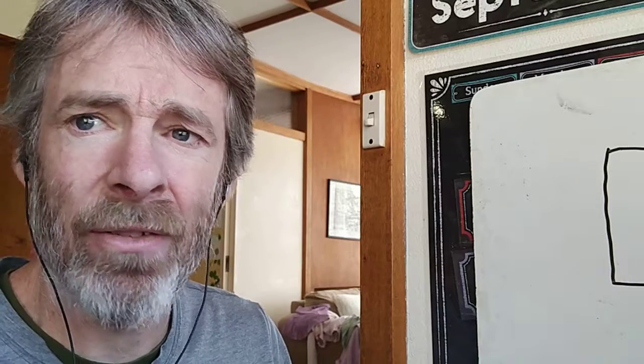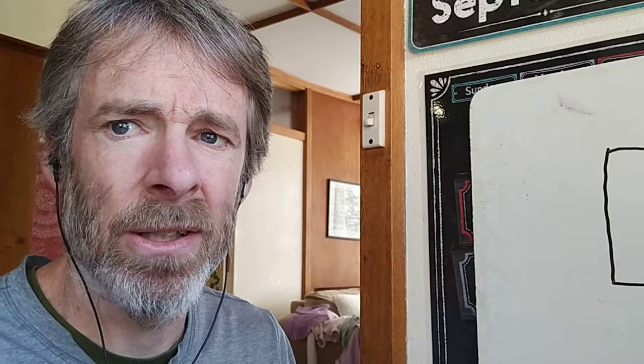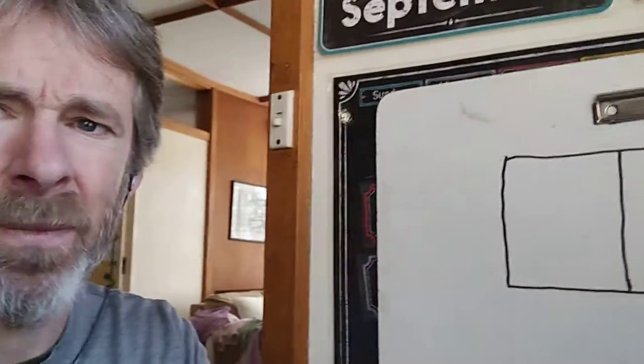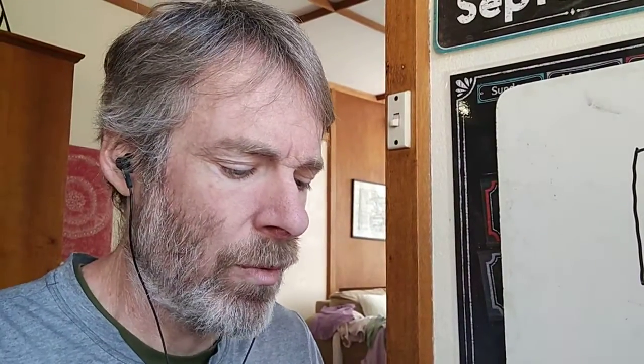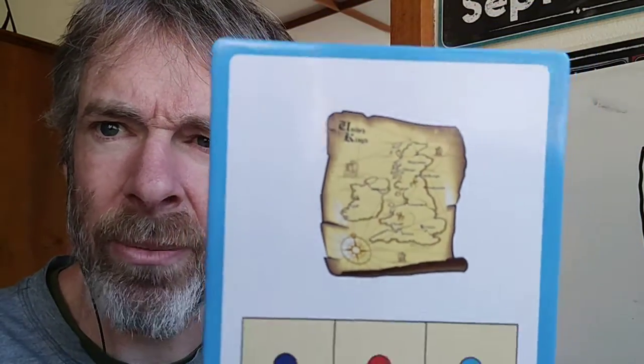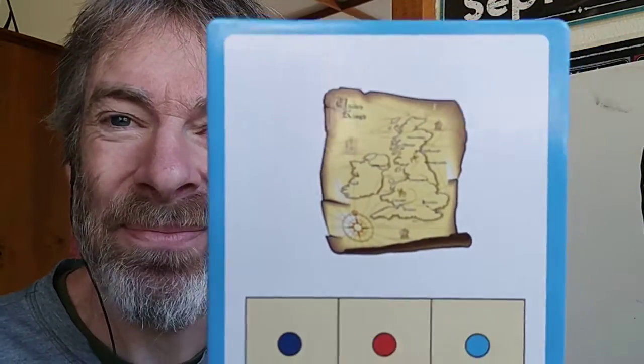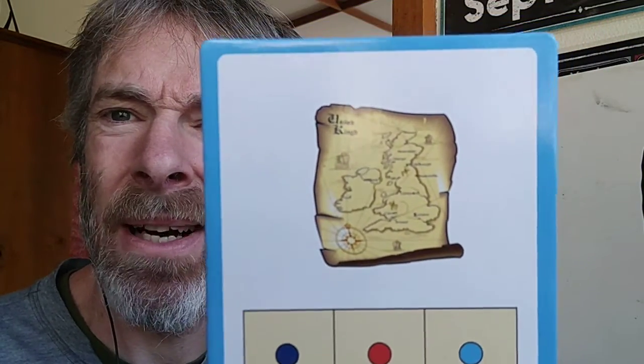Okay, hopefully you have your pencil and paper. Show me, pencil, paper. I have my marker and I have my board. Okay, are you ready? The next word picture we're going to look at is a map. Okay? It is a map.